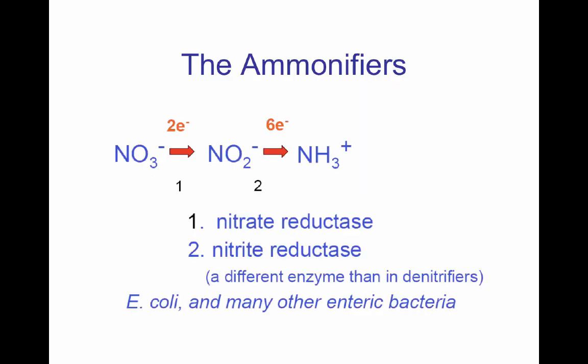One last reaction that I want to bring up to you are the ammonifiers. Ammonifiers are going to take nitrate and eventually bring it into ammonia. It's going to happen by two reactions. One of them has the enzyme nitrate reductase, and the other, a different type of nitrate reductase from the one in the nitrifiers, is going to take the nitrite and make it into ammonia. Now, E. coli and many enteric bacteria in our gut are able to carry out these reactions to produce ammonia and therefore bring that ammonia back into the biological system.